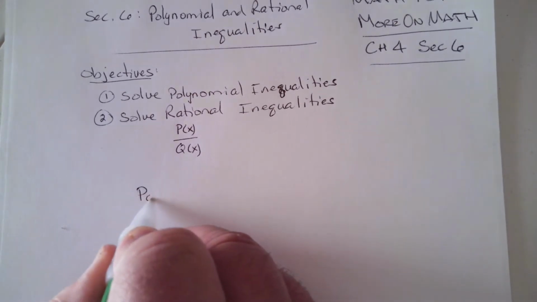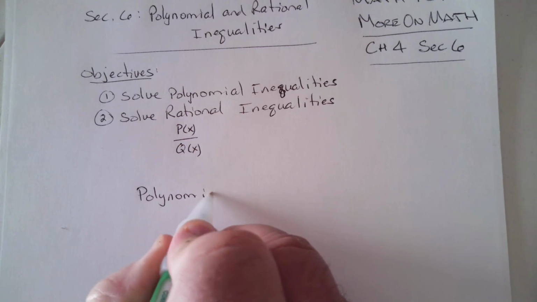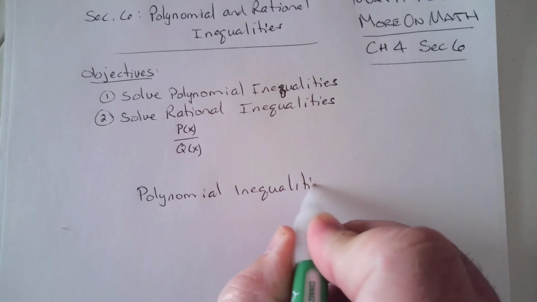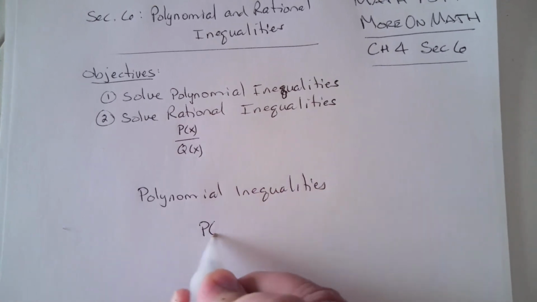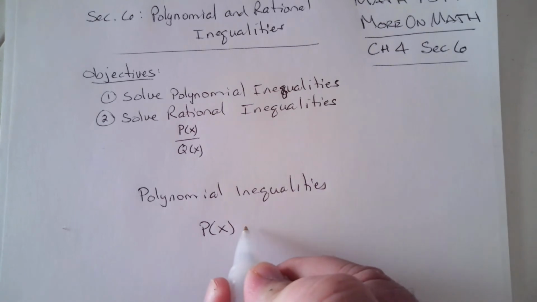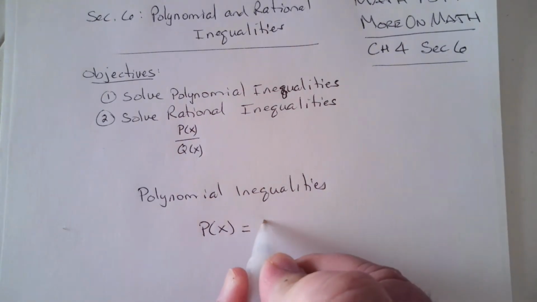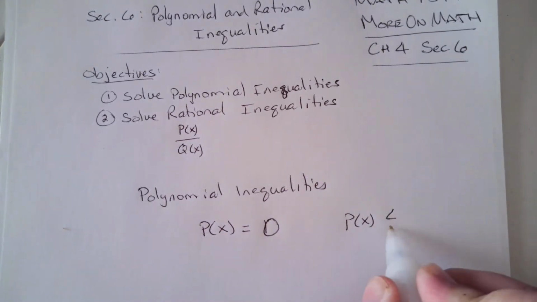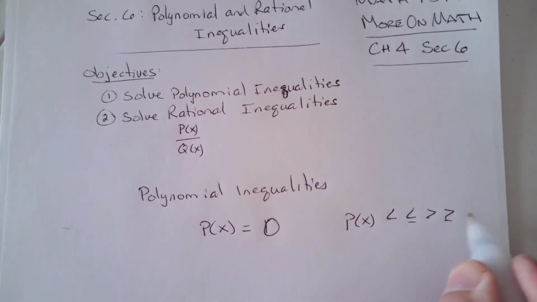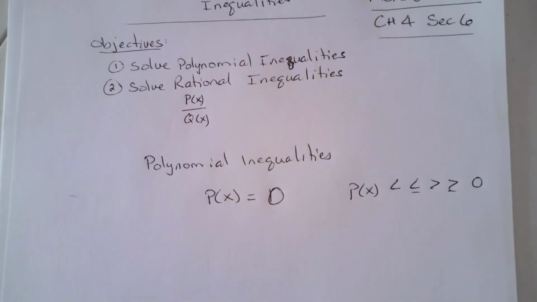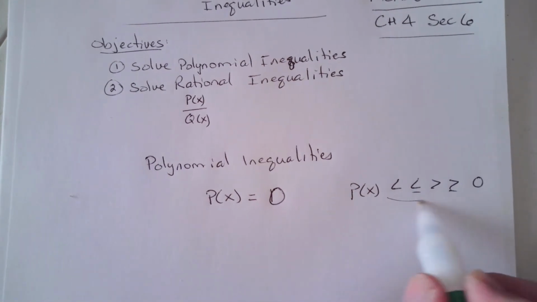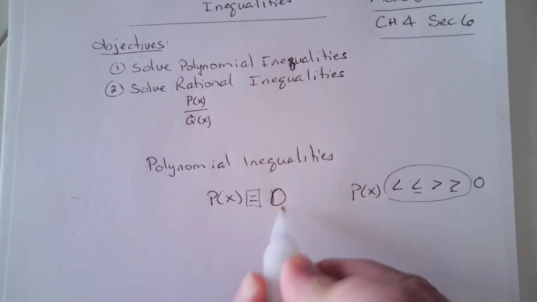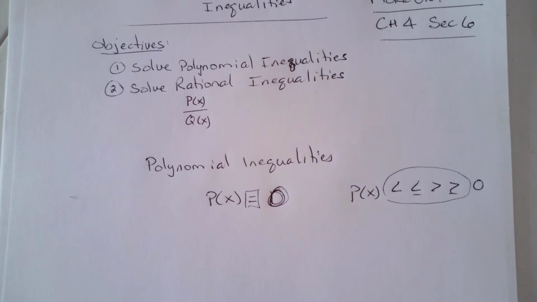Polynomial inequalities are simply polynomial equations that instead of having an equal sign, say equals 0, they have less than or equal to, greater than or equal to. So this is the main difference. We're used to doing this with equal 0, and now we're going to do it with inequalities.